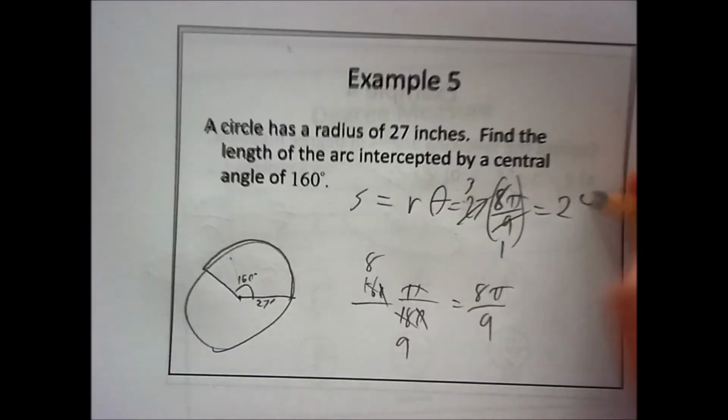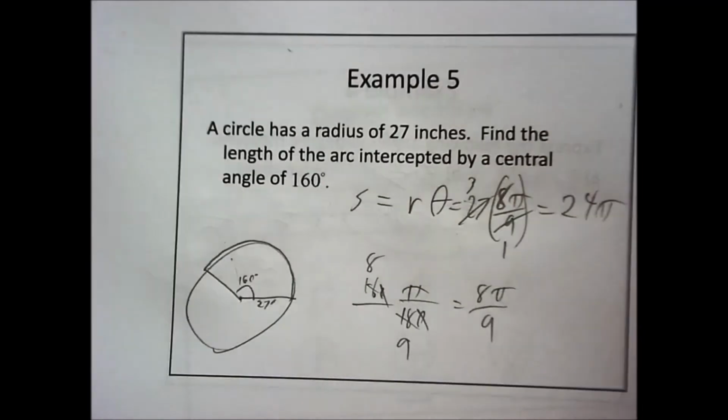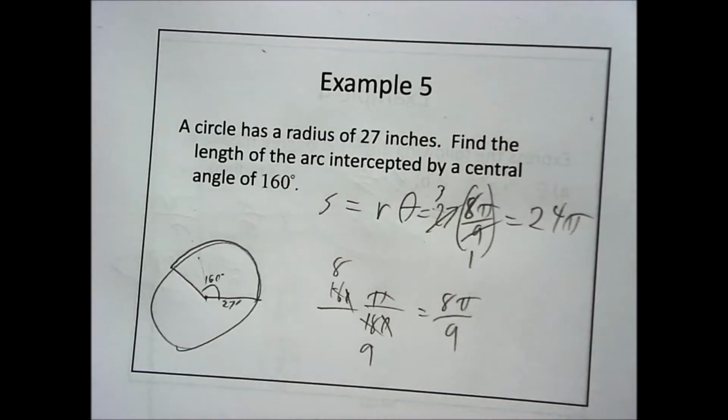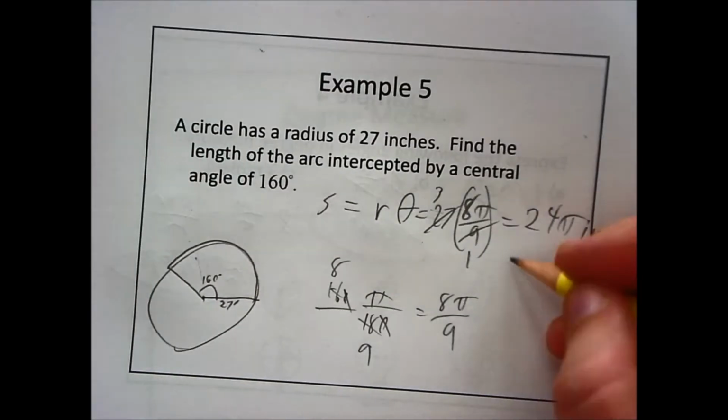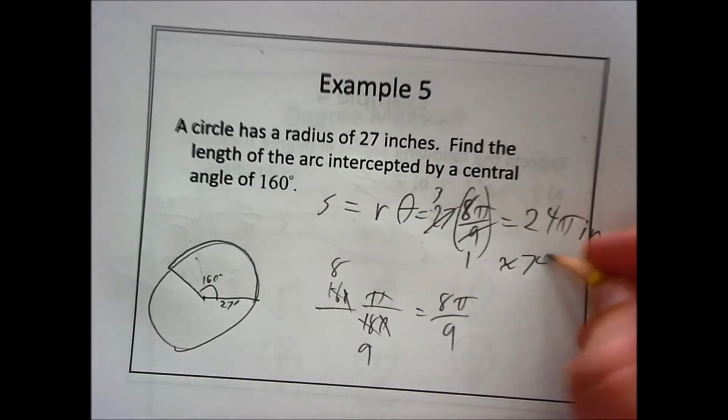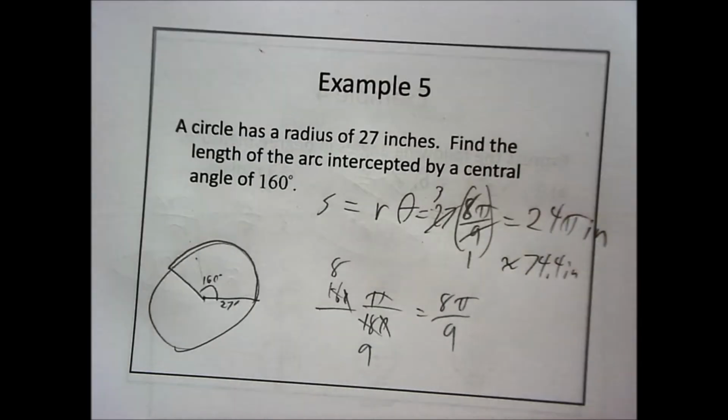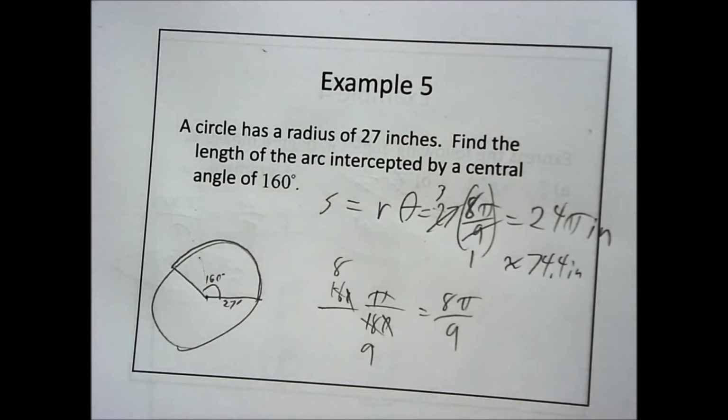Multiply that through, you get 24 pi, which would be your exact answer, and your units would be the same as the radius, so 24 pi inches. Or if you punch it into a calculator, you're going to get 75.4 inches. Either way is fine if it doesn't specify.